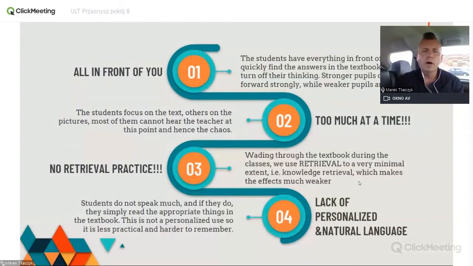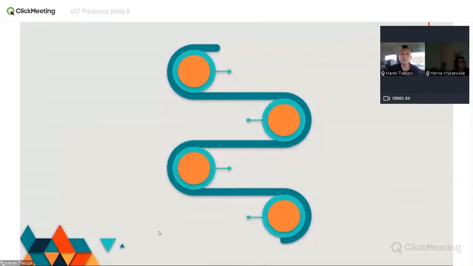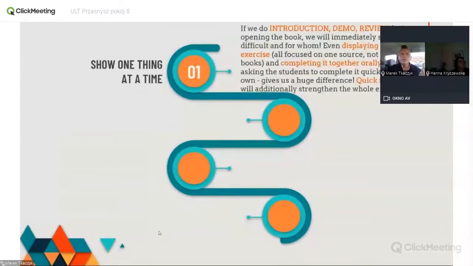So in my school, the teachers know that out of a 45 or 60 minute lesson, the course books are open only for 15 minutes, not longer. Now, what happens if we use the course book in this way? You show one thing at a time. So you've got everybody in the same place.